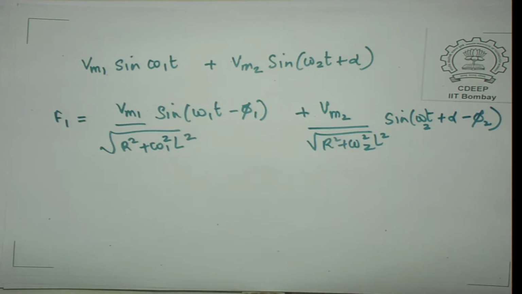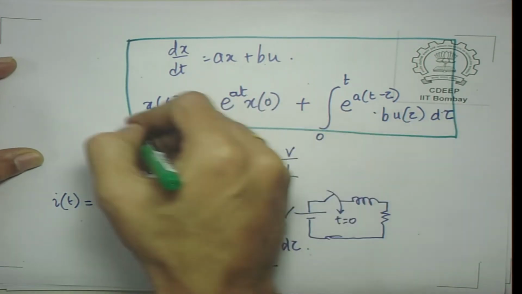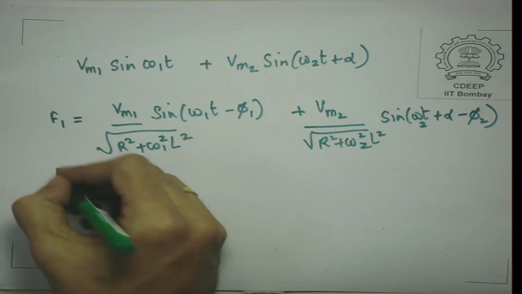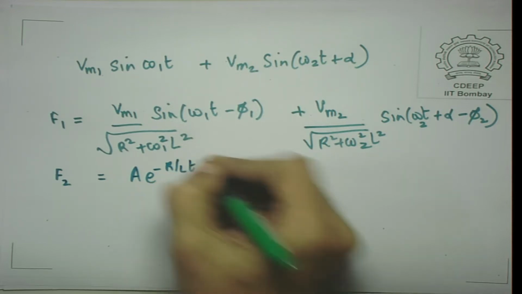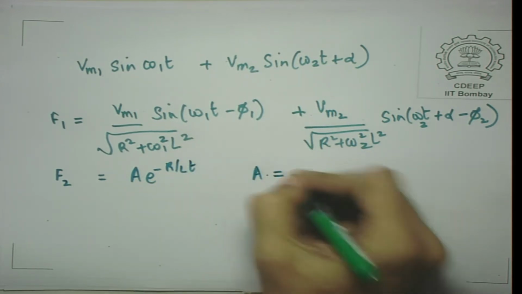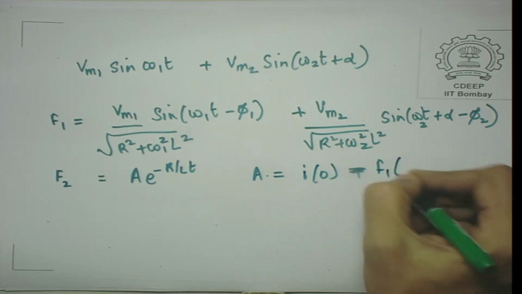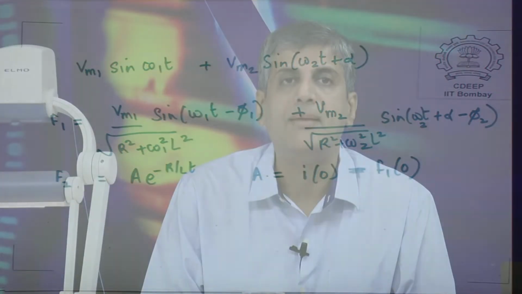So, this is something you can verify by actually evaluating the response using the formula which I had given for a differential equation. You will get the natural response F2, which is going to be A e raised to minus R by L t, where A will be equal to I0 minus F1 of 0. So, you have to evaluate F1 at 0, and so we will get consistent and correct amplitudes of the natural response.